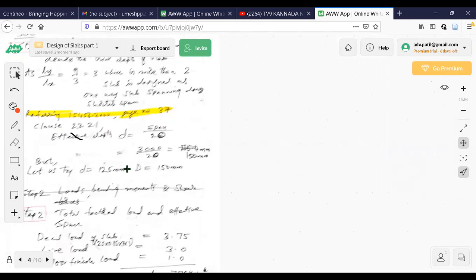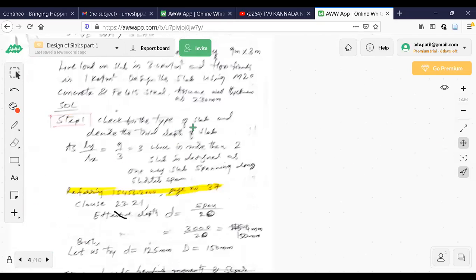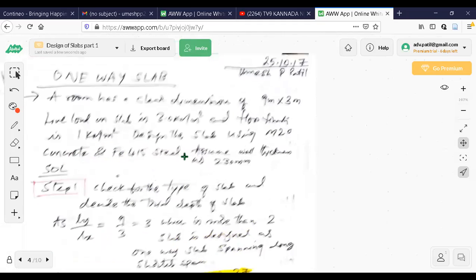Only this page is a little bit blurred. All the remaining pages are okay. Let us say some blur has come suddenly. One-way slab I'm going to design.